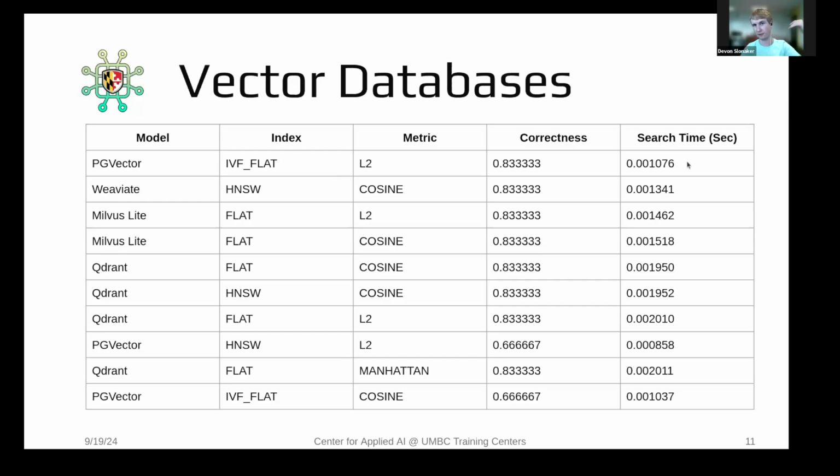Again, something could be really fast, but its correctness could be lower. For example, PG Vector with the hierarchical navigable small worlds index with L2 has less correctness, but it's also a lot faster. So again, trying to strike the balance, and the top of the balance there is PG Vector. It's kind of hard to work with if you're going straight for a vector database, but it's really good performance wise.